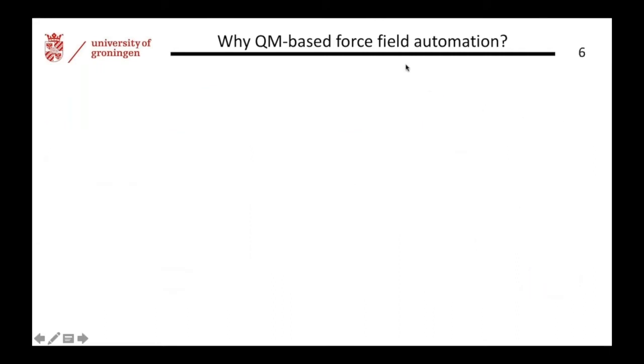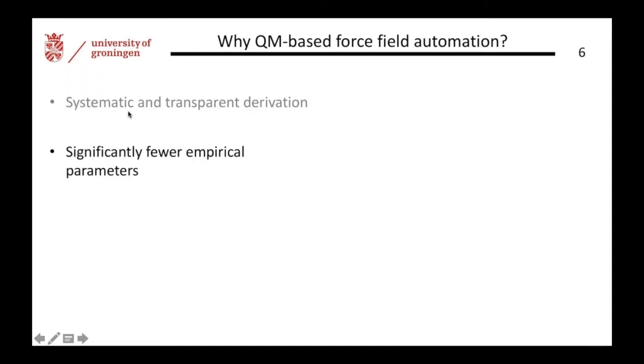So this is the first motivation for QM-based force field automation. That is systematic and transparent derivation of these force field parameters. And consequently, we will end up with significantly fewer, if any, empirical parameters. And assuming that we use the same functional form for the force field, after the initial parameterization, we can run MD simulations at the same computational cost, but with increased accuracy.